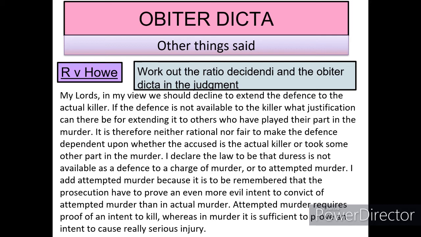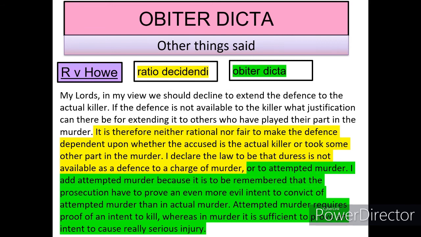So what part of that judgment do you think became binding? And what part is just obiter dicta, other things said? You've worked out that the ratio decidendi is that duress is not available to the charge of murder. And the obiter dicta is it also shouldn't be available to attempted murder as well.